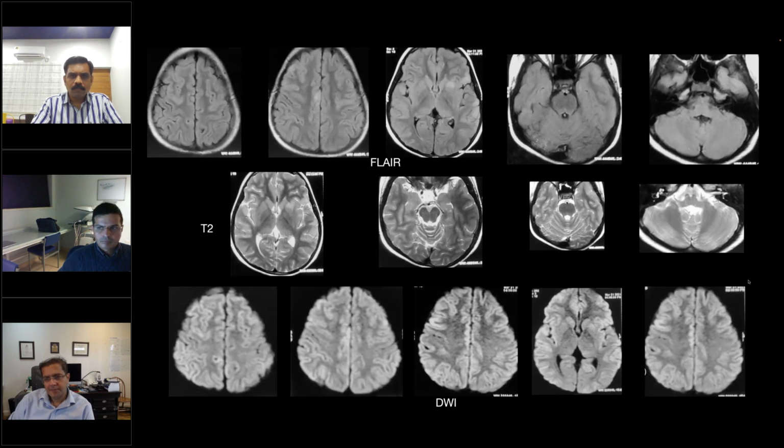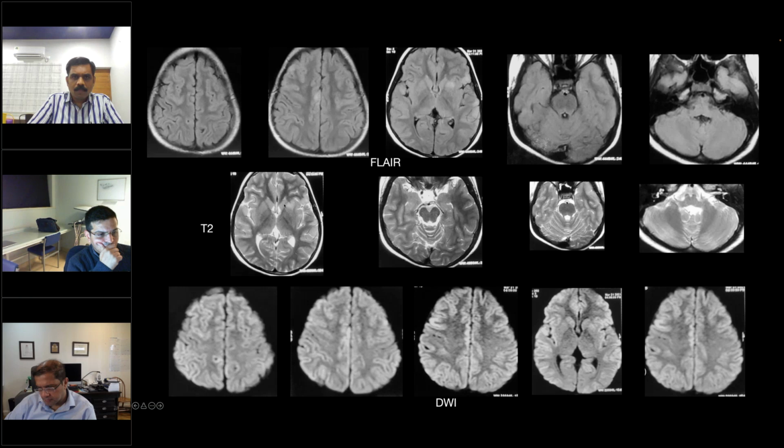So these are again taken from an external film. They might be slightly distorted. If you can see on the top panel, you have the FLAIR images. There are some areas of hyperintensities in the bilateral frontal lobes and also in the cingulate region. Some patchy areas of hyperintensities in the left basal ganglia and possibly in the thalamus, but I'm not very certain of that. No abnormalities in the brainstem or the cerebellum.